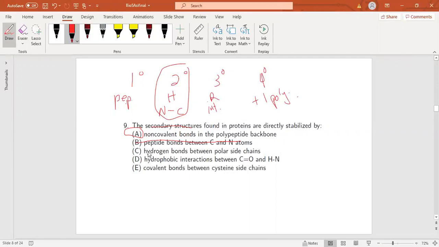Answer choice C says hydrogen bonds between polar side chains. So hydrogen bonds between polar side chains hold together tertiary structure, right? Because that's what involves side chains. So we can take that out as well. D, hydrophobic interactions between carboxyl and amino groups. So hydrophobic interactions occur in the tertiary structure once again, and it would be hard to get a hydrophobic interaction between a carbonyl and amino group since those are polar. So D would not count. And finally, E, covalent bonds between cysteine side chains. So this is referring to disulfide bonds, and those are also found in tertiary structure, not secondary. So in this case, our answer choice is A.